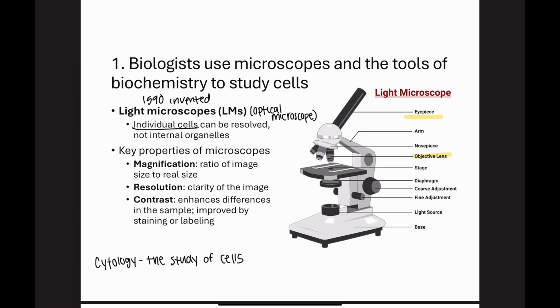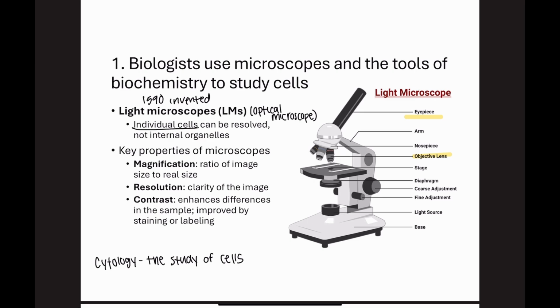Resolution is another property that refers to the ability to distinguish two close objects as separate entities. And the higher the resolution, the clearer the details. And contrast is the last property that we're going to go over. It is the difference in light intensity between the specimen and the background. And we can actually improve contrast by staining and labeling.